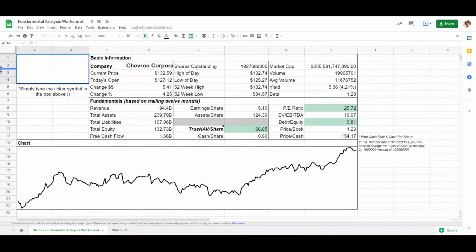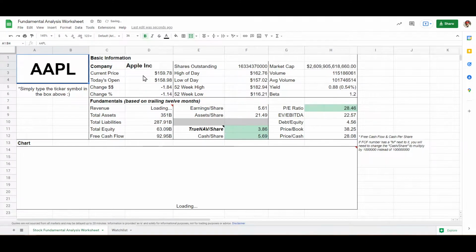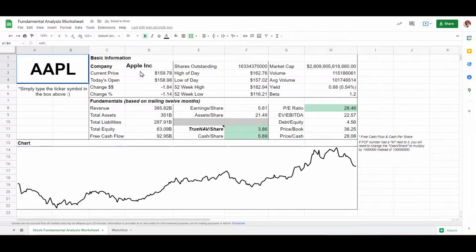Actually, let me go back to Apple and I'll start walking through what this information is. So, obviously, you have the company in bold, the number of shares, and the market cap. This is basic information. We have price pertaining to today. You have the current price, today's open, high of day, low of day. A lot of people like to look at those. You also have the change in price versus the previous day in dollars and in percentage.